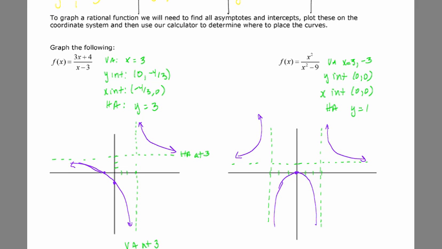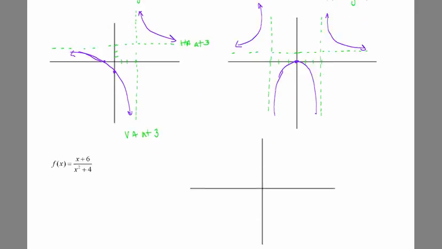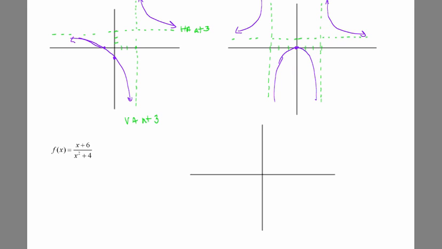Okay, let's look at the third one that I have here for us to graph. Recalling our previous information that we found about this function, we determined a vertical asymptote. There was none. We determined a y-intercept was at 0, 3/2. We determined an x-intercept at -6. And we determined that it had a horizontal asymptote at the x-axis, y = 0.